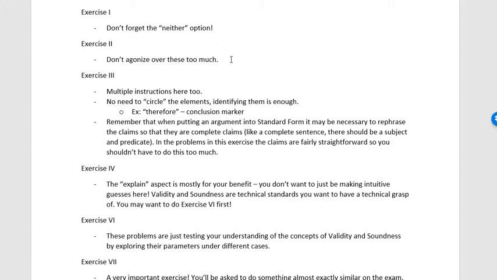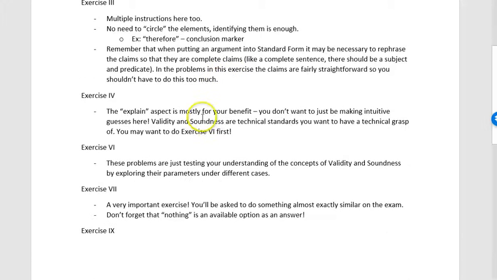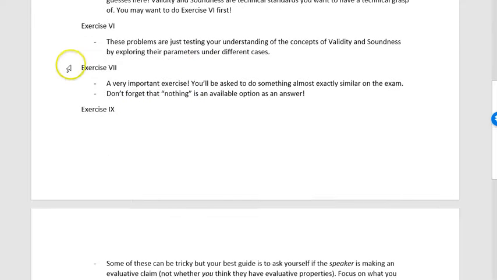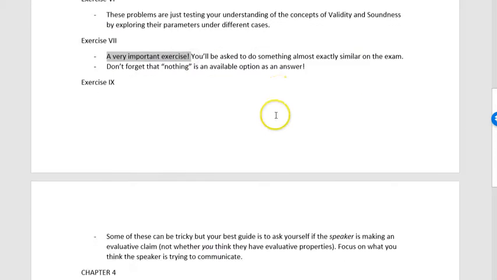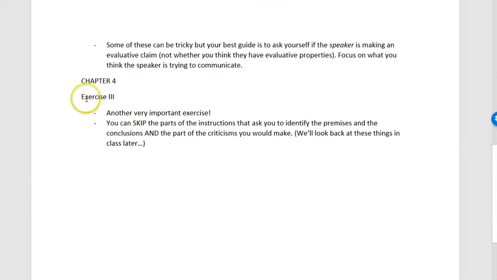You're not going to get as much bang for your buck there. But I do tell you to put extra attention here on exercise 7, very important, because this is what it's going to look like on the exam. And the same thing for the exercise 3 that we're throwing in from chapter 4. I'm not having you read chapter 4. You don't have to do that.